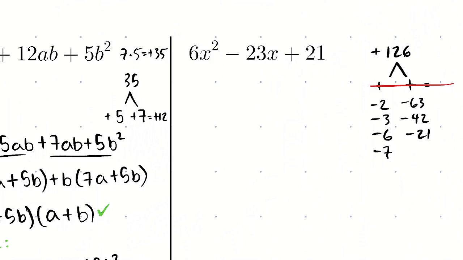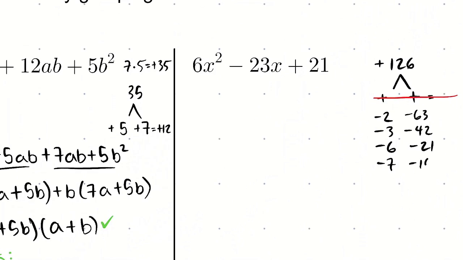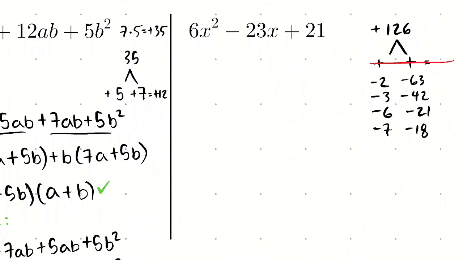Negative 7 times negative 18. That's not it either. That adds up to give you negative 24. So we keep going. So negative 9 times negative 14. So that turns out to be negative 23. So this adds up to give you negative 23. Okay, so those are my factors. That was a little longer of a list, but we got there.